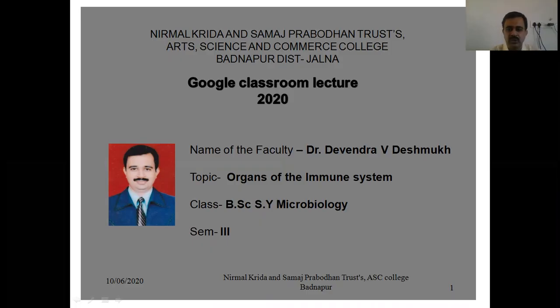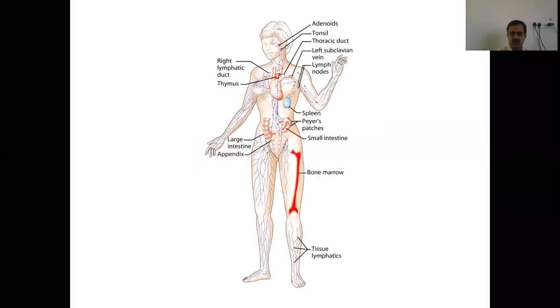Today, in this session, we're going to see something that is associated with organs of the immune system. Now, there are very different organs associated inside the immune system, which help in counteracting the antigen that is coming inside the body. So let us understand the organs of the immune system.